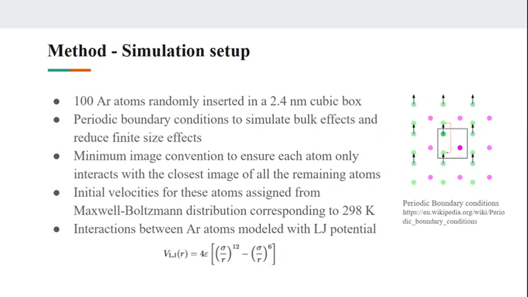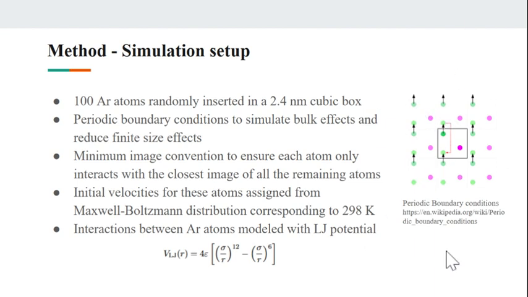Now let me describe the simulation setup that I have. My simulation box consists of 100 argon atoms that are randomly inserted, and I use periodic boundary conditions to simulate bulk effects and to also avoid the finite size effects. In periodic boundary conditions, the particles do not see the walls of the box and they are able to cross the boundaries. And once an atom crosses the boundary, its image enters the system that we are looking at. And I also implement the minimum image convention so that every atom only interacts with the closest image of all the remaining atoms in the system.